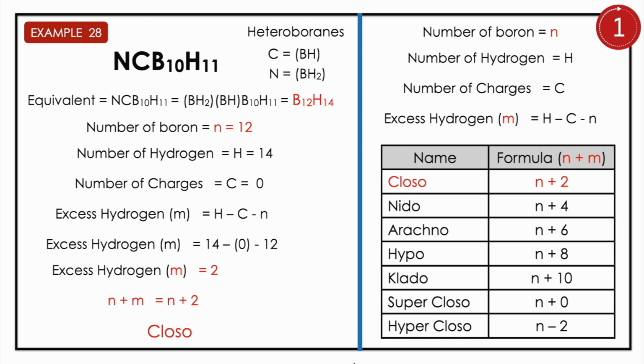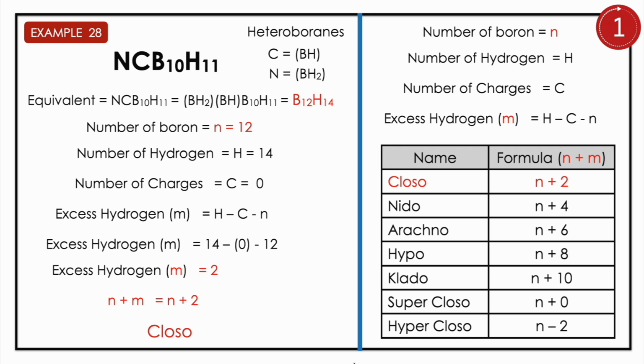We should find the boron equivalent. Carbon is a 3 plus 1 system, so BH. Nitrogen is a 3 plus 2 system, so BH2. So for N, you substitute BH2. For C, you substitute BH. Then the formula will be BH2, BH, B10H11. If you rewrite it, it will become B12H14. Then the compound becomes a simple borane.